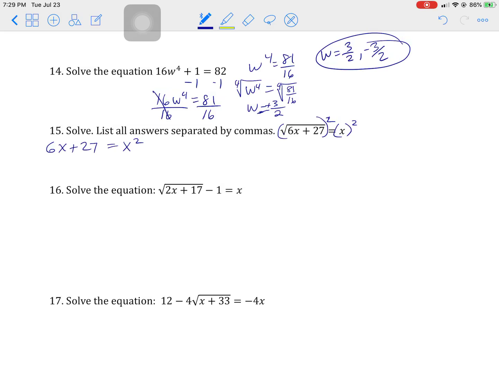If I did the quadratic equation, I wouldn't mind moving the x squared to the left, but I think this factors, so I'm going to move these guys this way. And you can do either one. So this is going to be 0 equals x squared minus 6x minus 27. So let's see if that factors. Let's see, 9 and 3, so yeah.